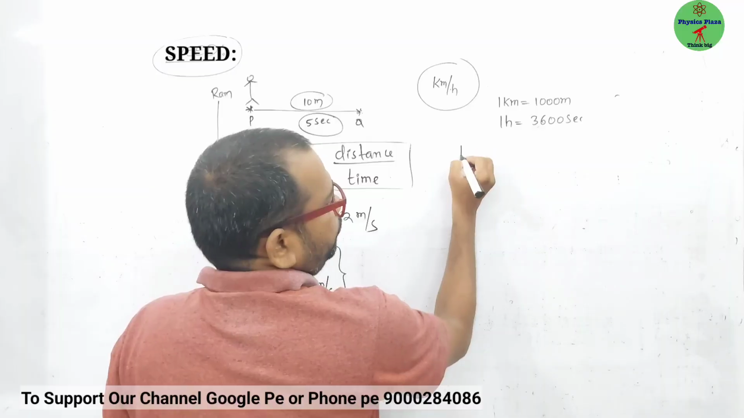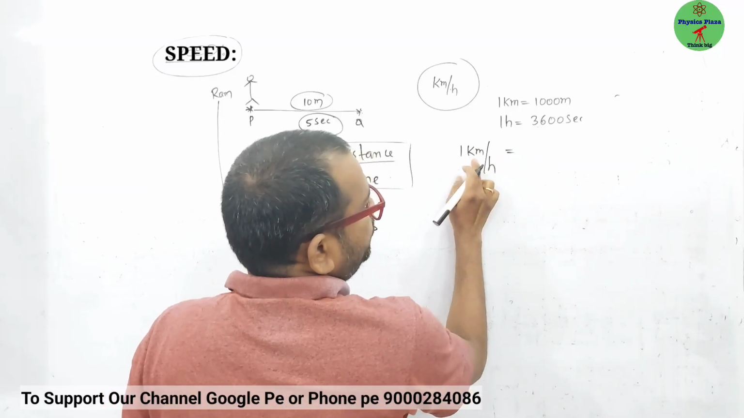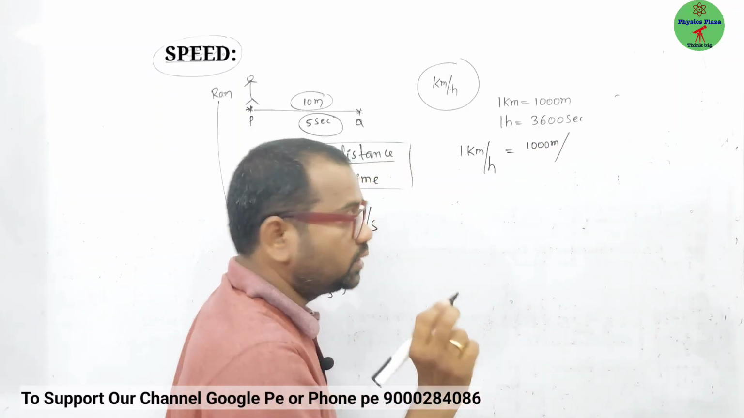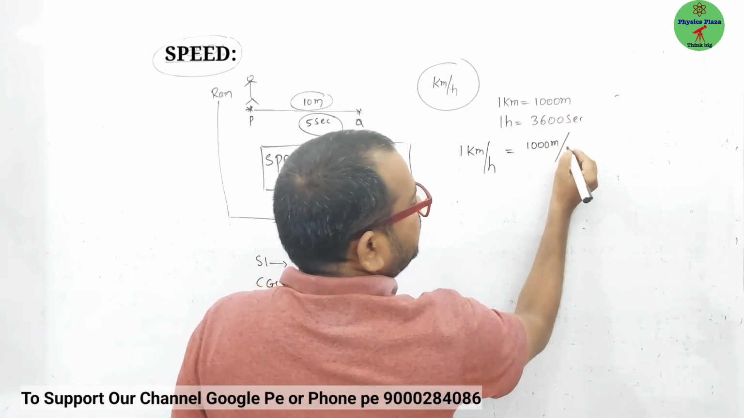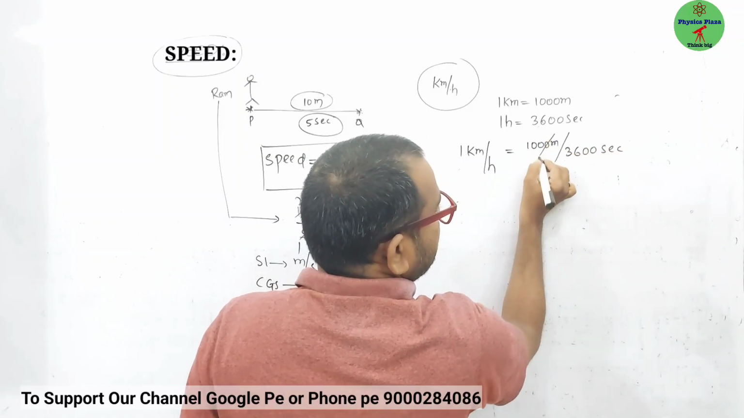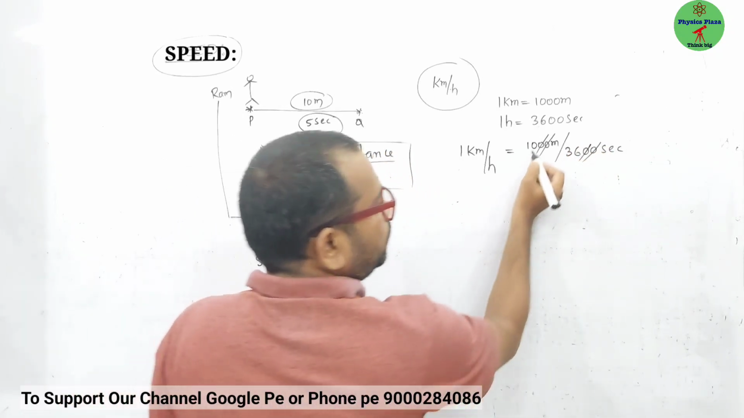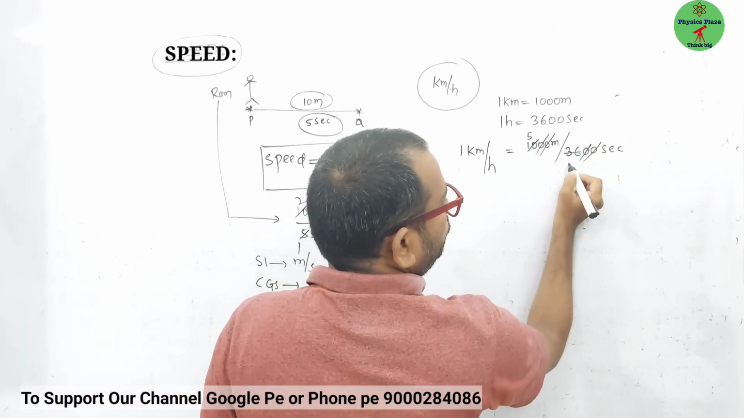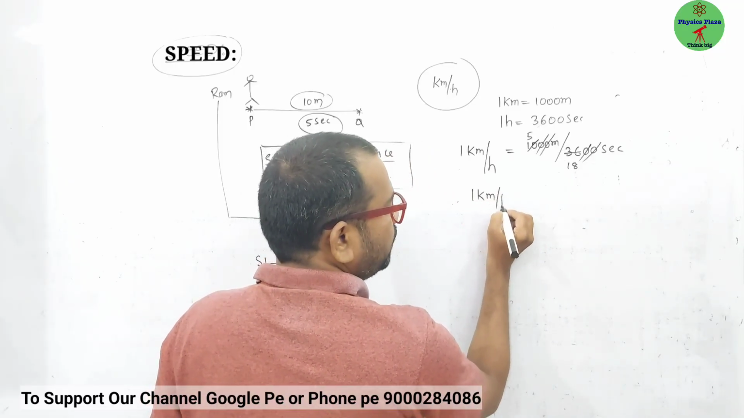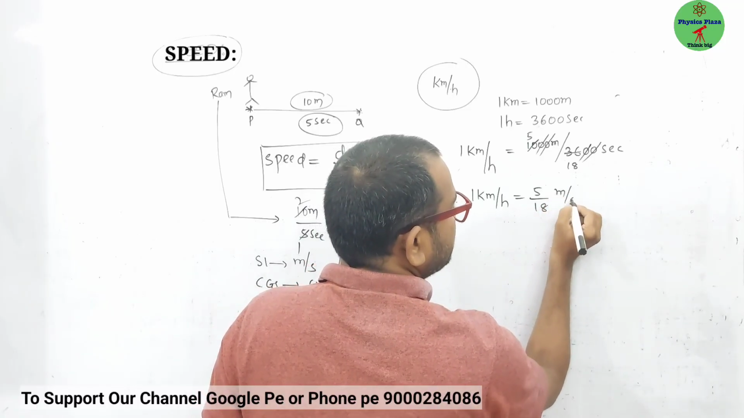Now, children, 1 kilometer per hour. Can I write like this? In the place of kilometer, I will substitute 1000 meters. Okay, sir. In the place of 1 hour, can I write 3600? Yes, 3600 seconds. We can write, sir. 0, 0 cancel. 0, 0 cancel. Okay, now 2 fives are 10, 2 eighteens are 36. So children, 1 kilometer per hour is equal to 5 by 18 meter per second.